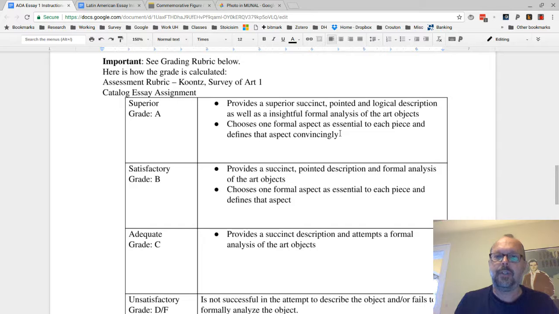And the other thing is an insightful formal analysis that really allows the reader to see what's important in the piece and how things are organized around that central area of interest. So we'll be looking for all of these things. We'll all be on the same page when we're helping students.